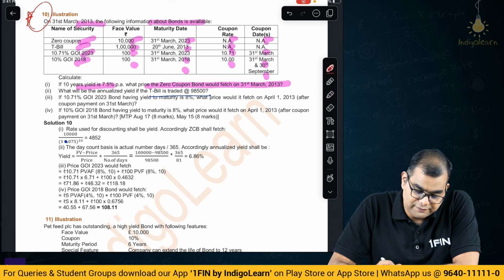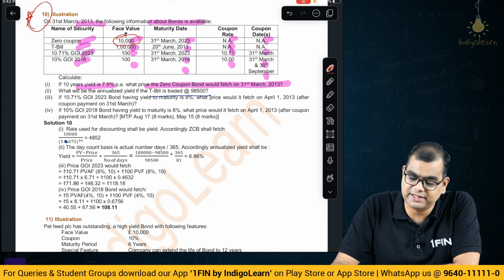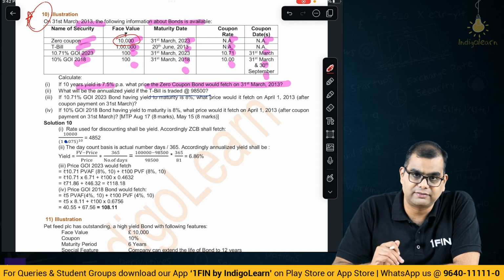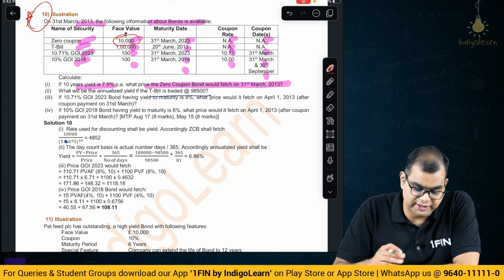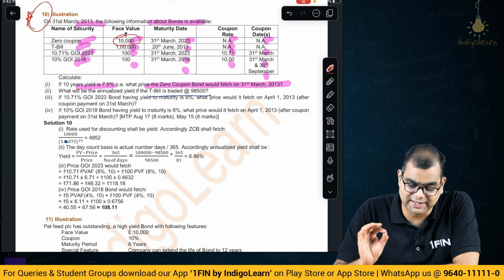So, 31st March 2023 is the maturity date. Current date is 31st March 2013, face value is 10,000, 10 years yield is 7.5. So, 7.5% is the yield for 10 years. So, what is the price of the bond today, which is on 31st March 2013? So, how many years do you have? 2013 to 14, 15, 16, 17, 18, 19, 20, 21, 22, 23. You have exactly 10 years.